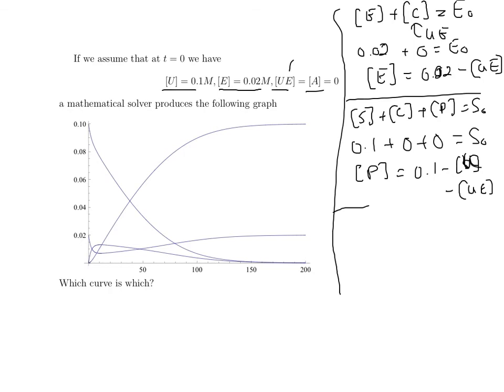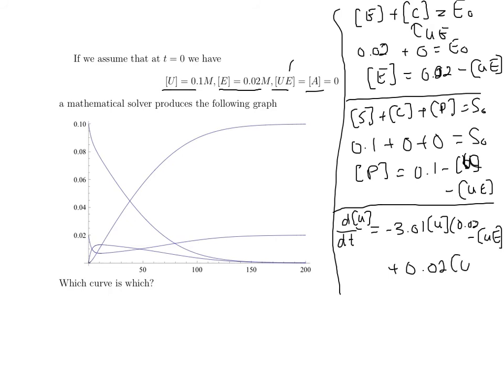So our equations reduce quite a bit, and let me see if I can fit it in here. They become dU/dt, the derivative of our substrate U, equals negative 3.01 U times E0, which we know is 0.02, minus UE, and then plus 0.02 UE. That should be UE.